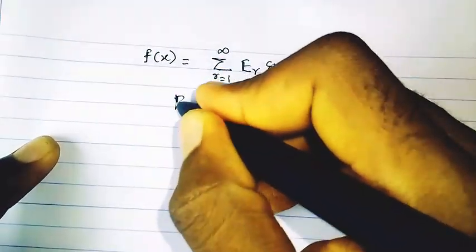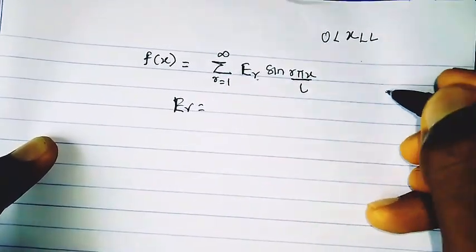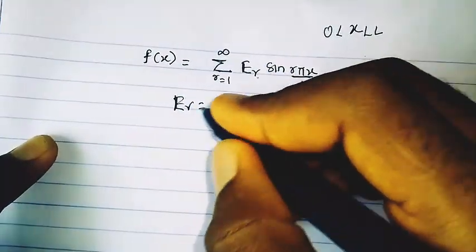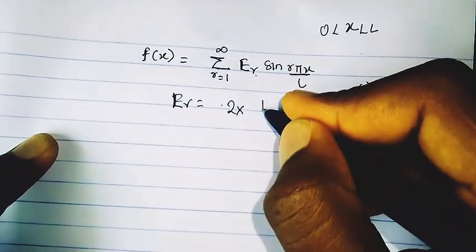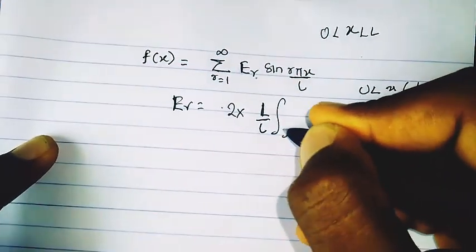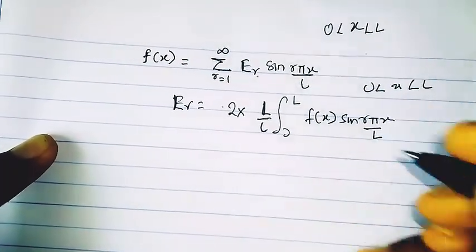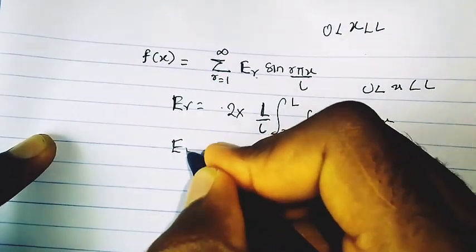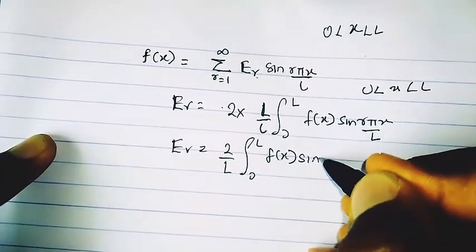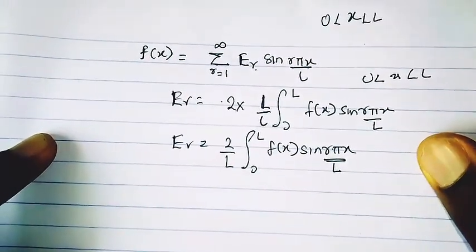From our Fourier series, since the range is from 0 to L, our Fourier series states that E_r will be 2 times the mean value. The formula for the mean value is 1 over L times the integral from 0 to L of f(x) sin(r pi x over L). So E_r is equal to 2 over L times the integral from 0 to L of f(x) sin(r pi x over L). So we've gotten the formula for E_r.